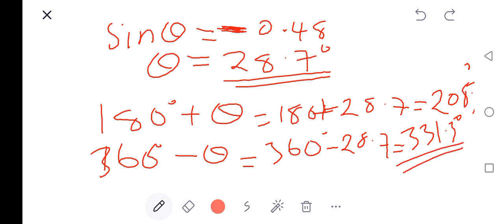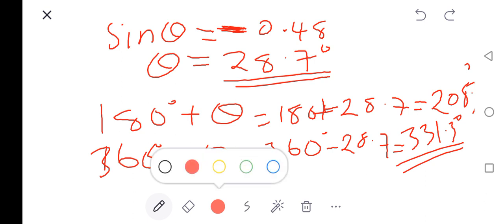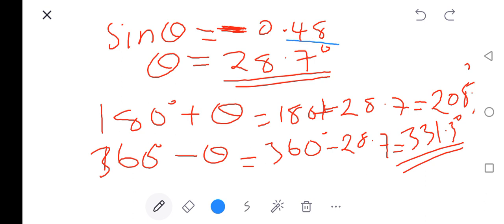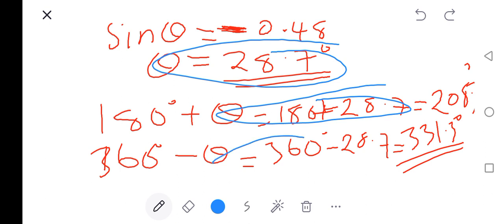208.7. Then the other one, 331.3. So the conclusion? When the angle is negative, there are three answers. Answer number one, answer number two, answer number three. When the angle is positive, there are just two answers. The first answer and its original quadrant. That's all.